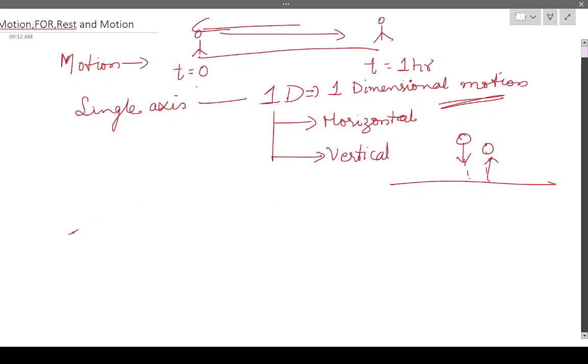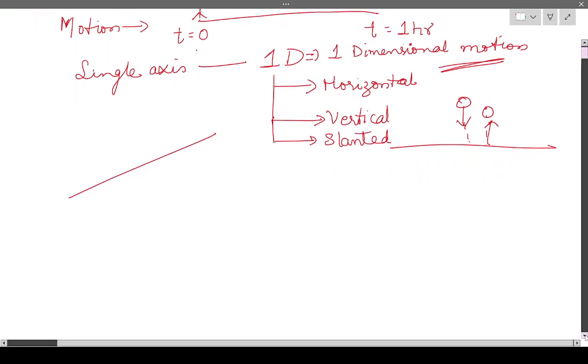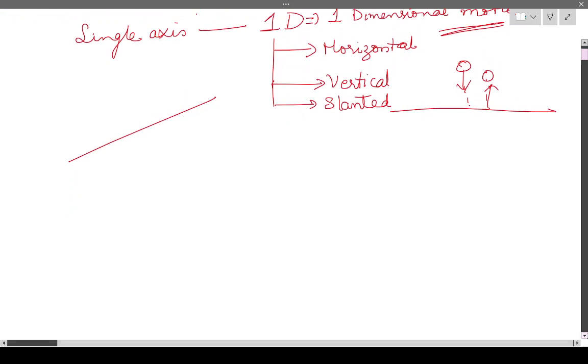Suppose the object is moving in a slanting path. So that is nothing but the slanted path. So this is a horizontal, vertical, and a slanted one.